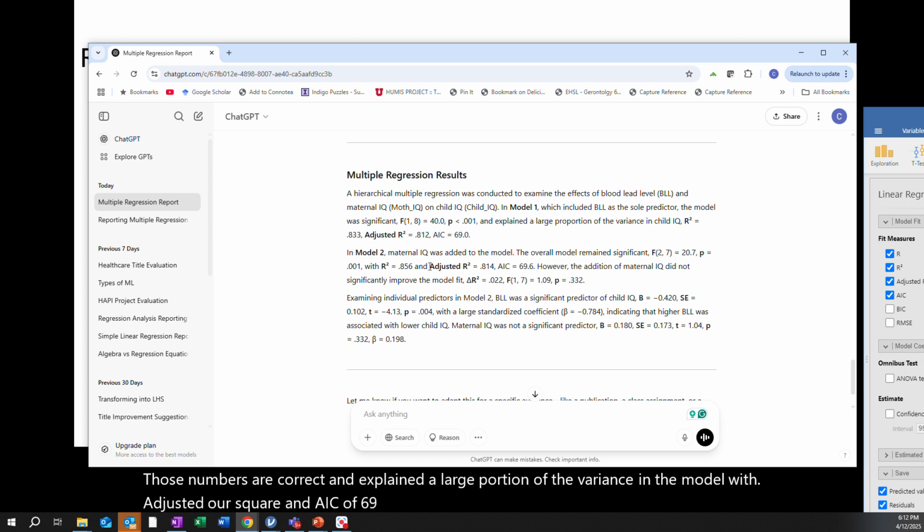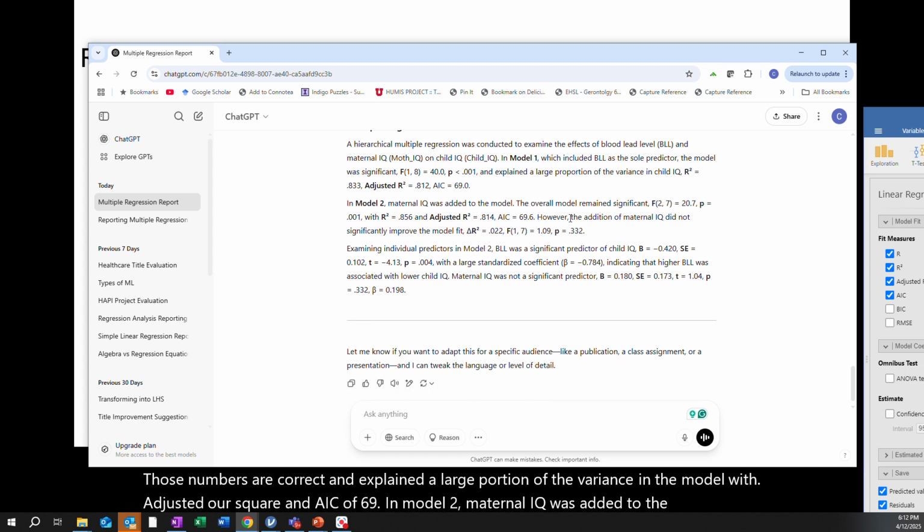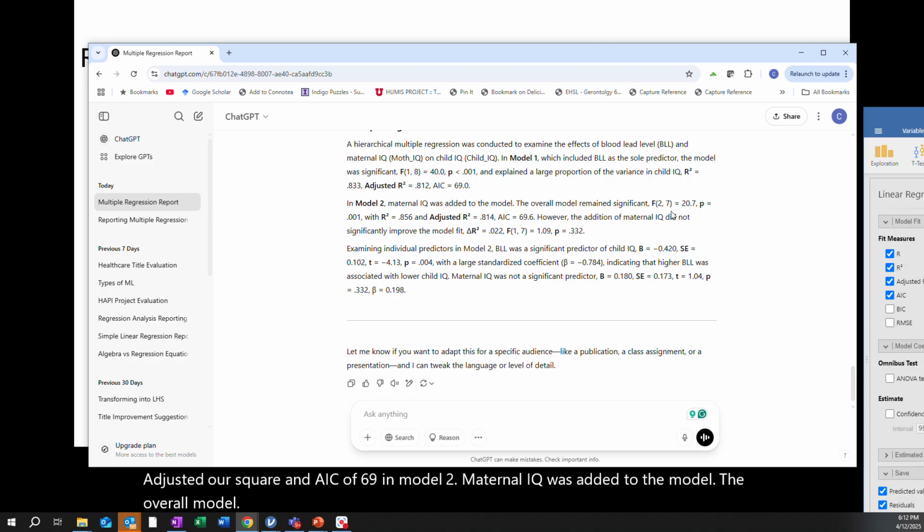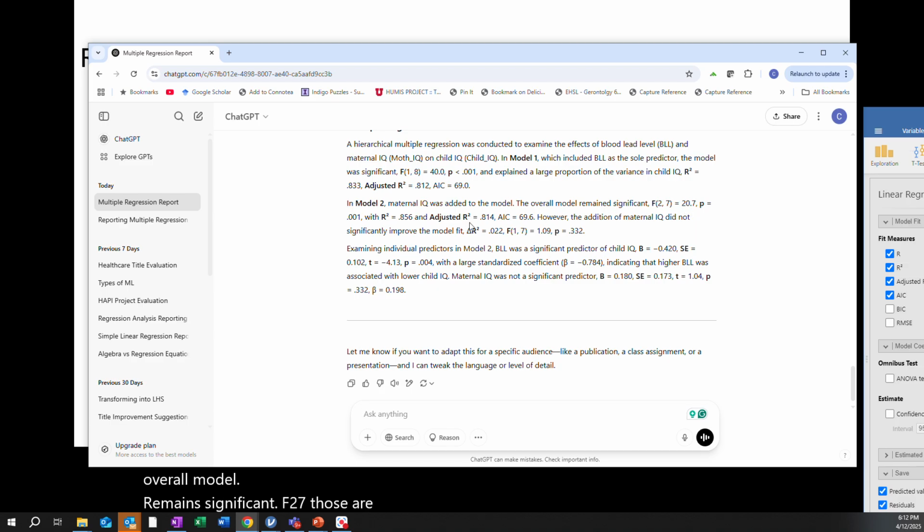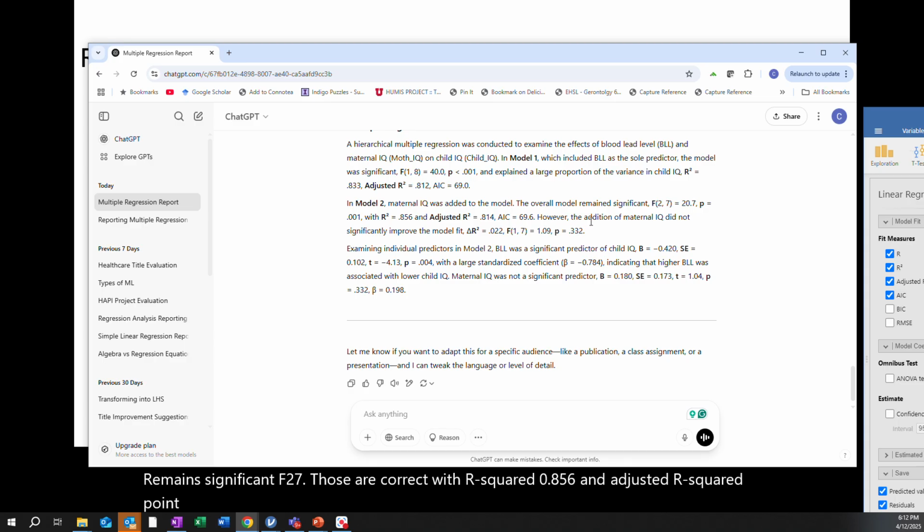In model 2, maternal IQ was added to the model. The overall model remained significant, F27. Those are correct, with R-squared 0.856 and adjusted R-squared 0.814. However, the additional maternal IQ did not significantly improve the model. Change in R-square with an F-test of P.332, not significant. That is correct.